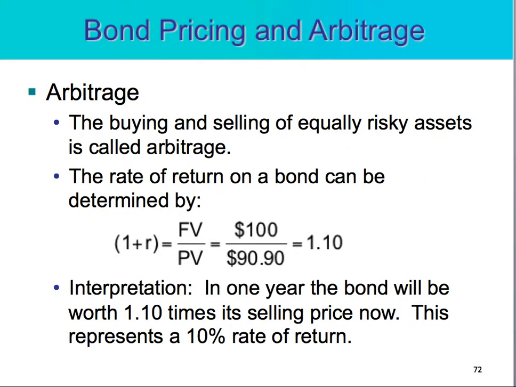So the buying and selling of equally risky assets is called arbitrage. And the rate of return on a bond is determined by applying this present value formula. 1 plus r is equal to the future value divided by the present value, 1.1. In this case, $100 divided by 90.90, 1.1. So we'd say this bond has a 10% rate of return, and assets with similar risk would also be earning a 10% rate of return in equilibrium.